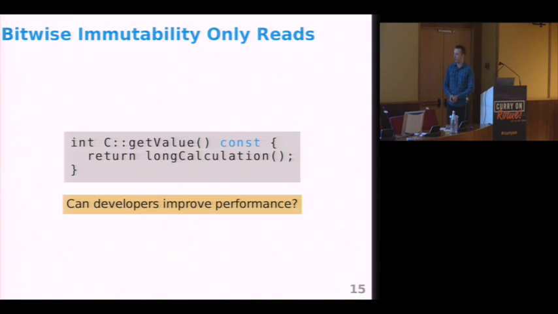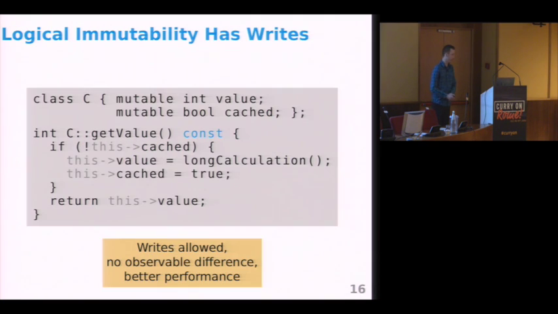So let's go back to our example of bitwise immutability that only reads. Say a developer went along, profiled their program, and found this was one of their big bottlenecks. Can developers improve performance without ruining this meaning of const, or some meaning of const? Well, a common way to increase the performance of that is to do something like caching. So this is an example of that program just using caching instead.